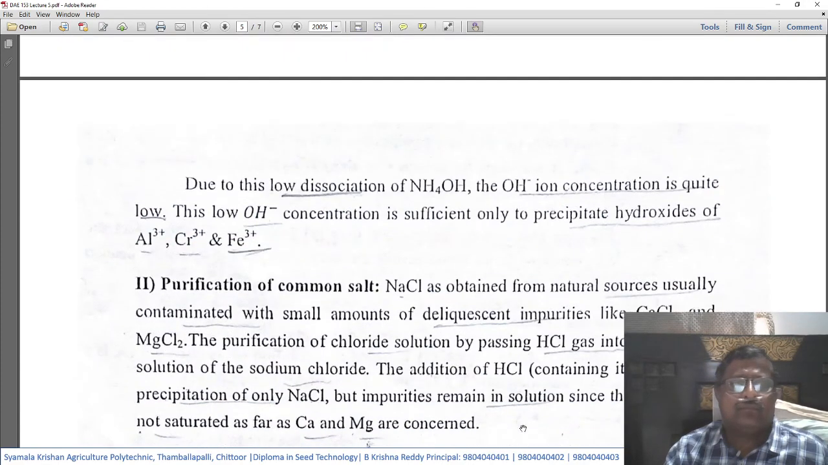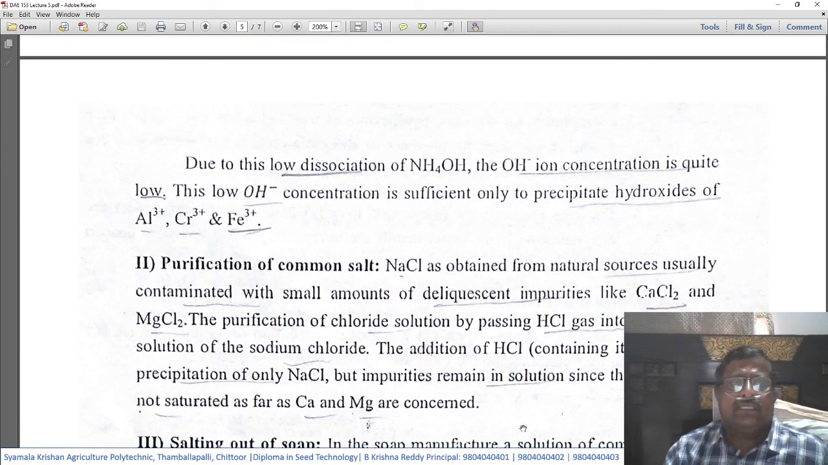Okay. So due to this low dissociation of NH4OH, the OH- ion concentration is quite low. This low OH- concentration is sufficient only to precipitate the hydroxides of aluminium, Al3+, chromium, Cr3+, and ferric, that is Fe3+.